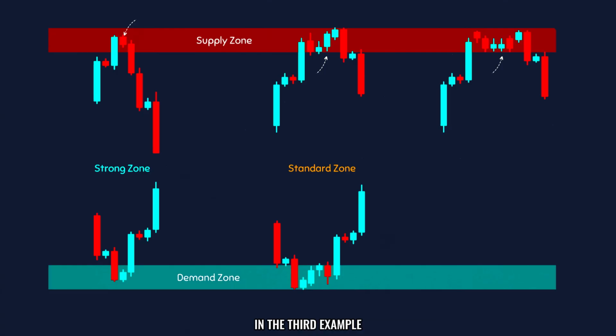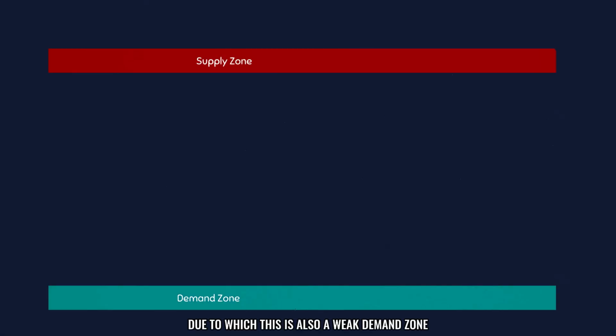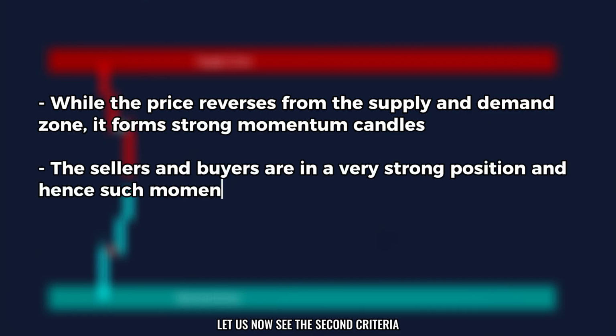In the third example, the price spends a lot of time moving up and down in the supply zone by forming small candles and later comes down. This means that due to the equal number of buyers and sellers, the price remains balanced for a long time. And finally, due to a slight increase in selling pressure, the price goes down. Therefore, we call it a weak supply zone. Similarly, the price spends a lot of time in the demand zone, due to which this is also a weak demand zone. Let us now see the second criteria.